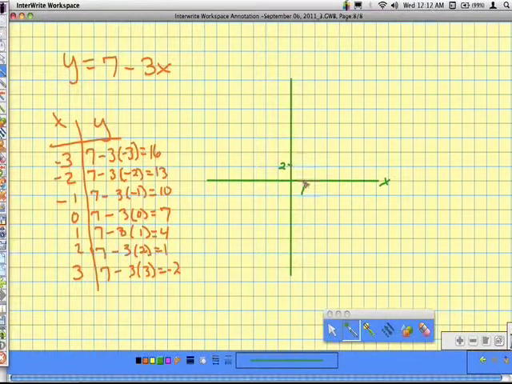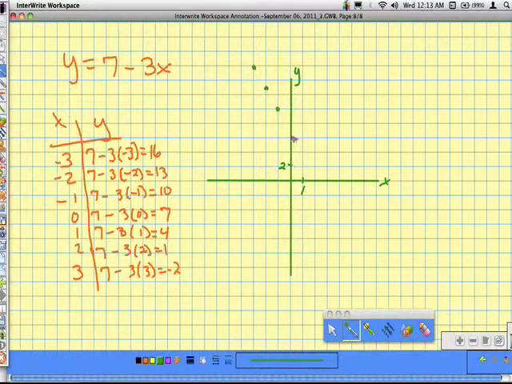So our first one would be at negative 3, 16. So 1, 2, 3 to the left, 2, 4, 6, 8, 10, 12, 14, 16. We went a little bit above our graph. Negative 2, 13. So 2 to the left, 2, 4, 6, 8, 10, 12, 13. So right about there. Negative 1, 10. So 1 to the left and 10 up. 0 and 7 from here. So we're about right there.